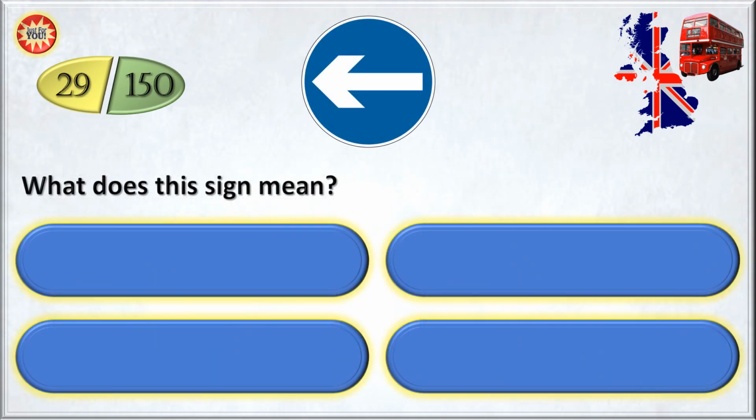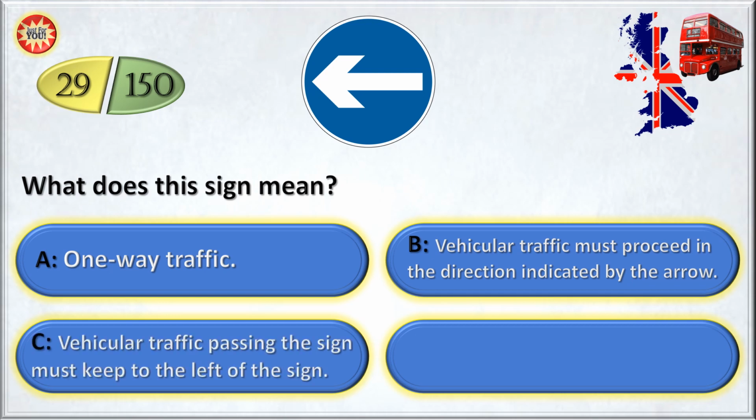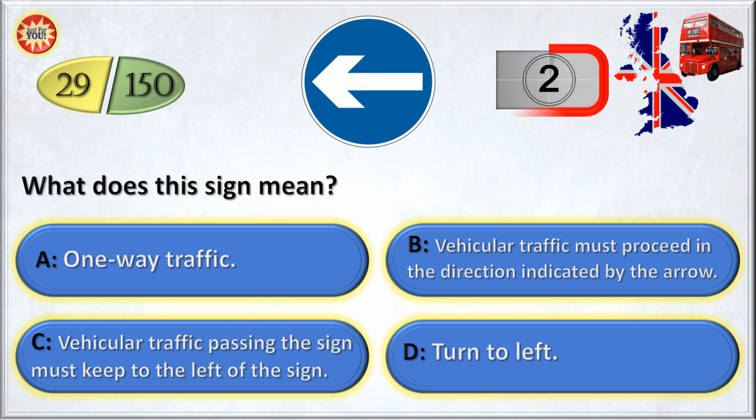What does this sign mean? One-way traffic. Vehicular traffic must proceed in the direction indicated by the arrow. Vehicular traffic passing the sign must keep to the left of the sign. Turn to left.